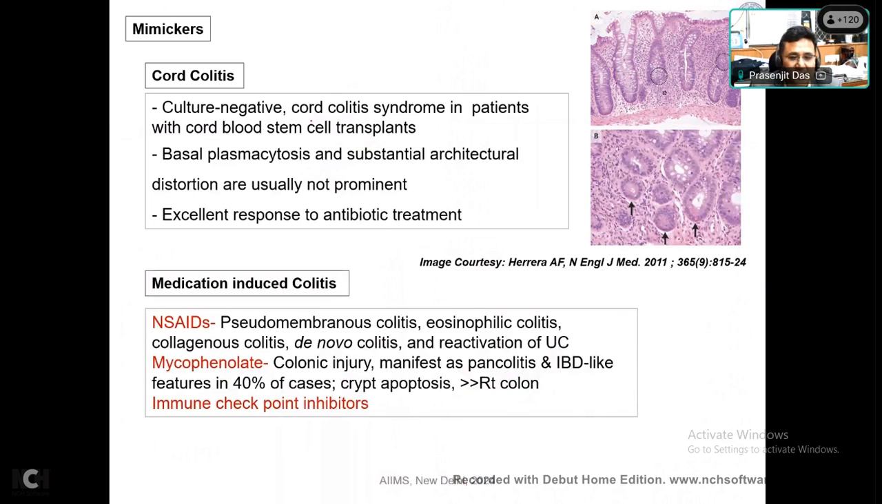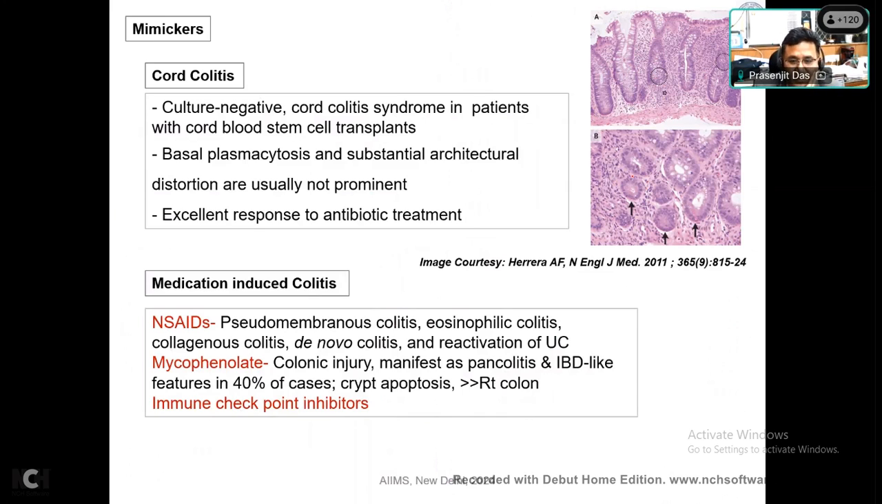And these are not my pictures. This is cord colitis. Sometimes when cord blood is given for treatment, you can see this type of mucosal ulcer. There can be activity, there can be distortion. Similarly, along with cord, you can remember any drug, especially mycophenolate or NSAIDs or immune checkpoint inhibitors like PD-L1 therapy. You will end up with many more biopsies like this.